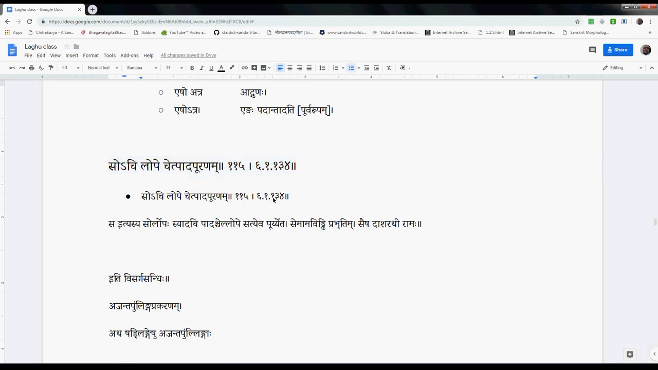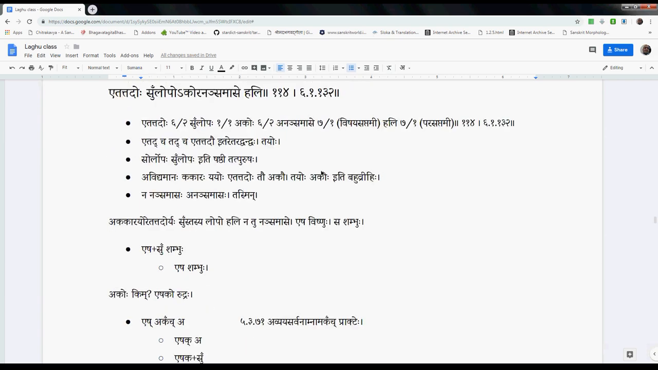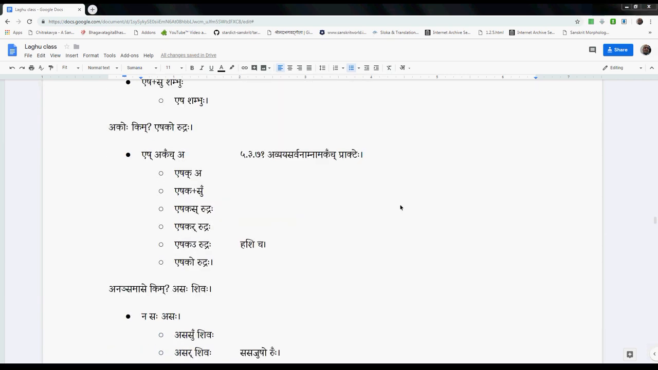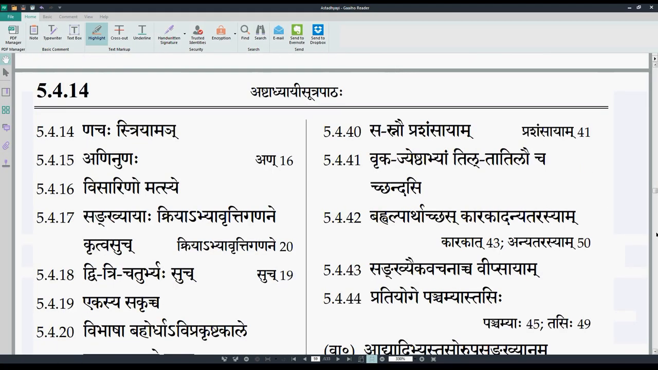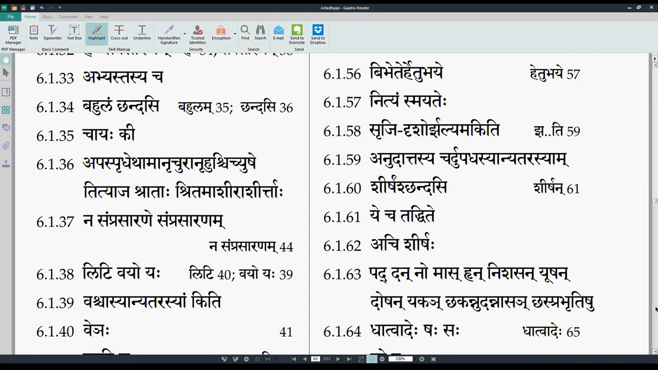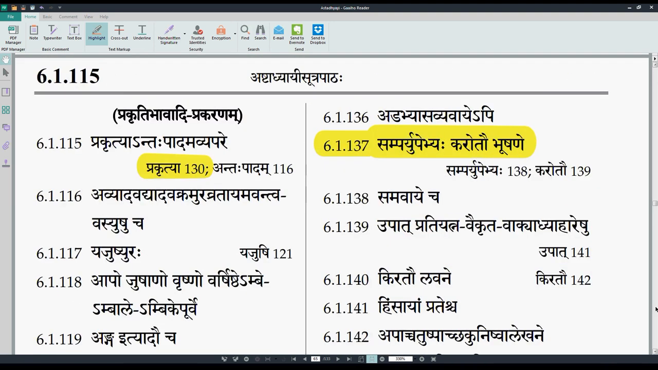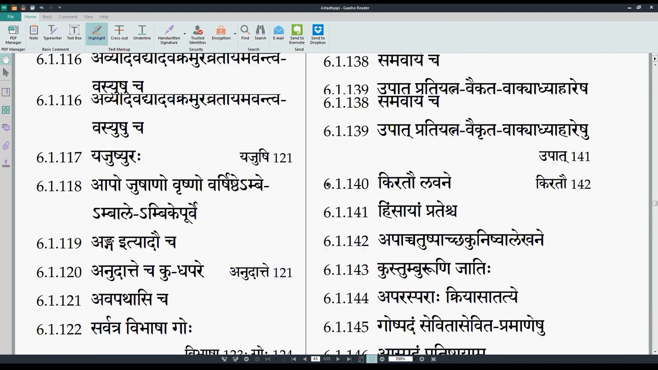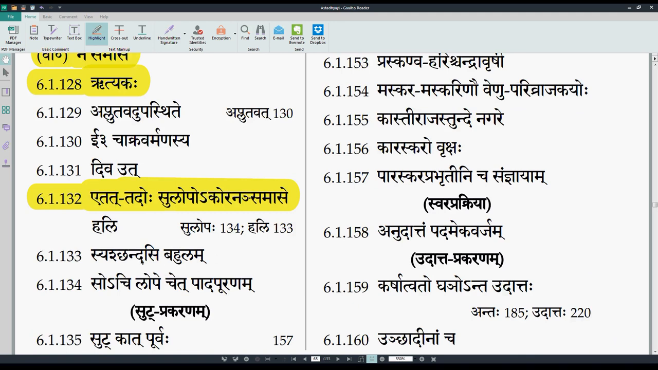Kim Bhavati? This is 6.1.134. Our earlier sutra is what? This is 6.1.132. So what happened between 6.1.132 and here? Further ahead. The 133rd is skipped here, Syaschandasi Bahulam. But what does 6.1.134 say? Sochi Lope Chet Padapuranam.